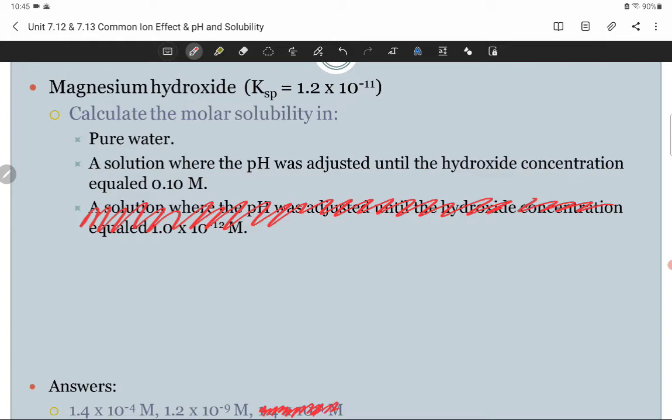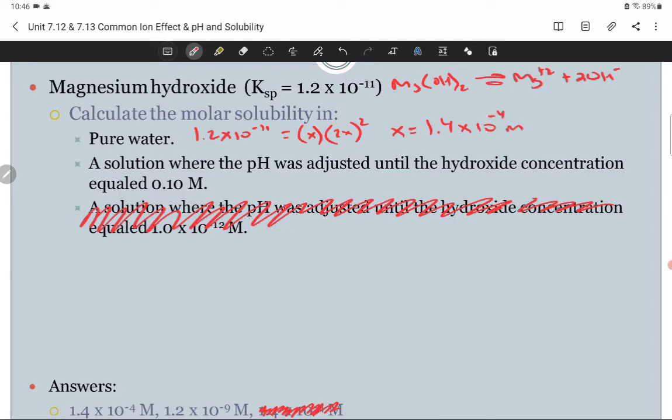Pure water, we've done this one before. So by the way, magnesium hydroxide, you have to remember that it makes 1 magnesium ion, but 2 hydroxide ions. So we got the KSP expression. And that's going to equal x and 2x squared. And we already have the answer here at the bottom, but you can do that math just in case and double check.